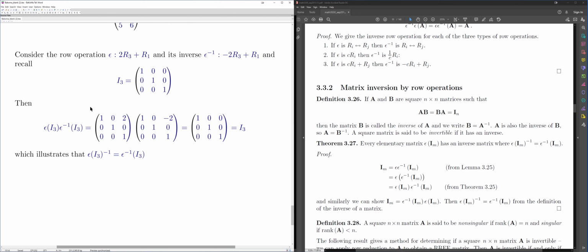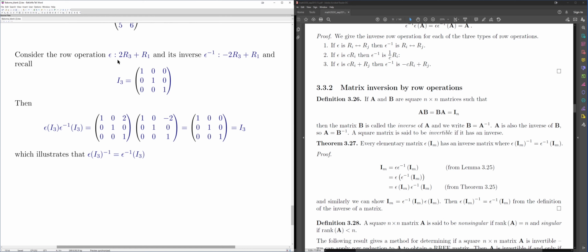If I apply this epsilon to I3, if I perform this row operation on I3, I will get this matrix over here. This is my original matrix, and if I multiply row 3 by 2 and add it to row 1, I'm going to get a 2 showing up in this position, which is this matrix here. So this is I3 and this is epsilon.